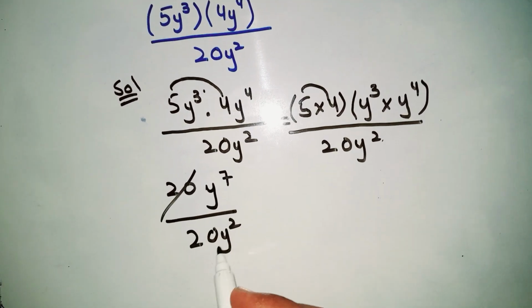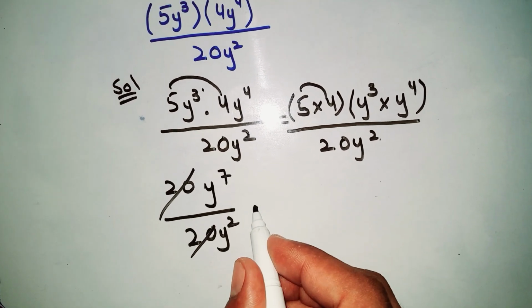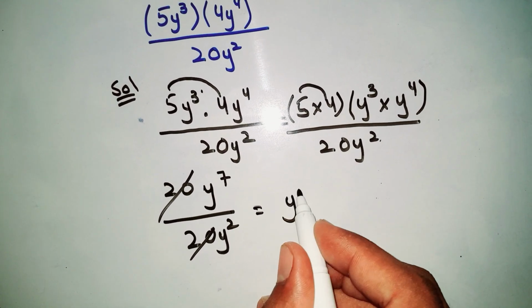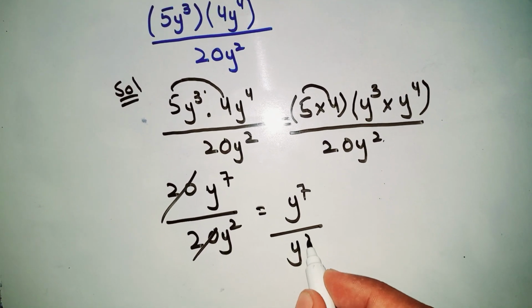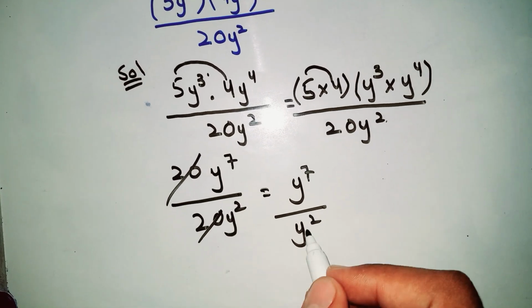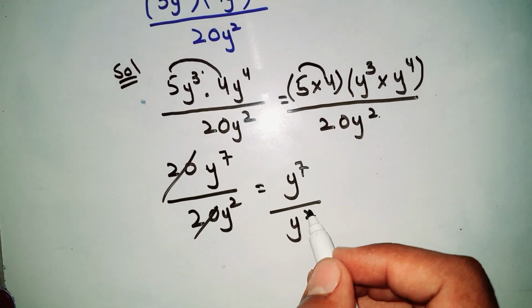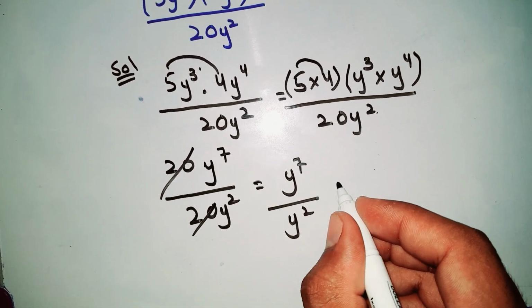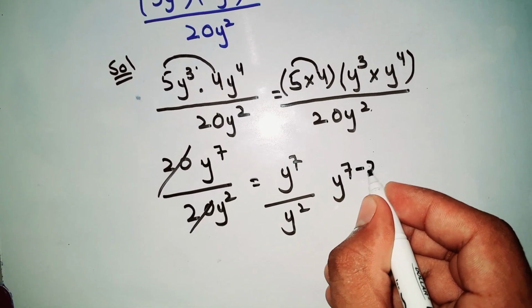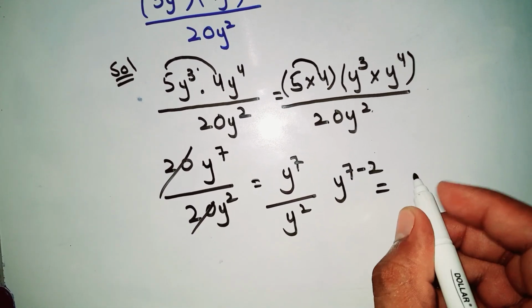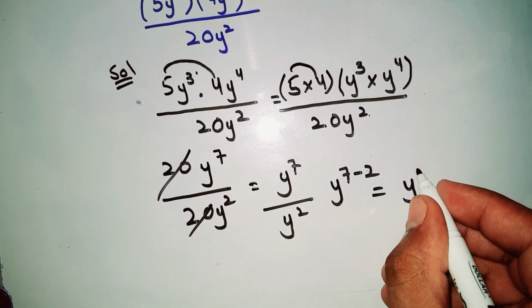So now 20 and 20 cancel, so we write y to the power 7 divided by y squared. When bases are the same, in division we just subtract the powers, so we write y to the power 7 minus 2 is equal to y to the power 5.